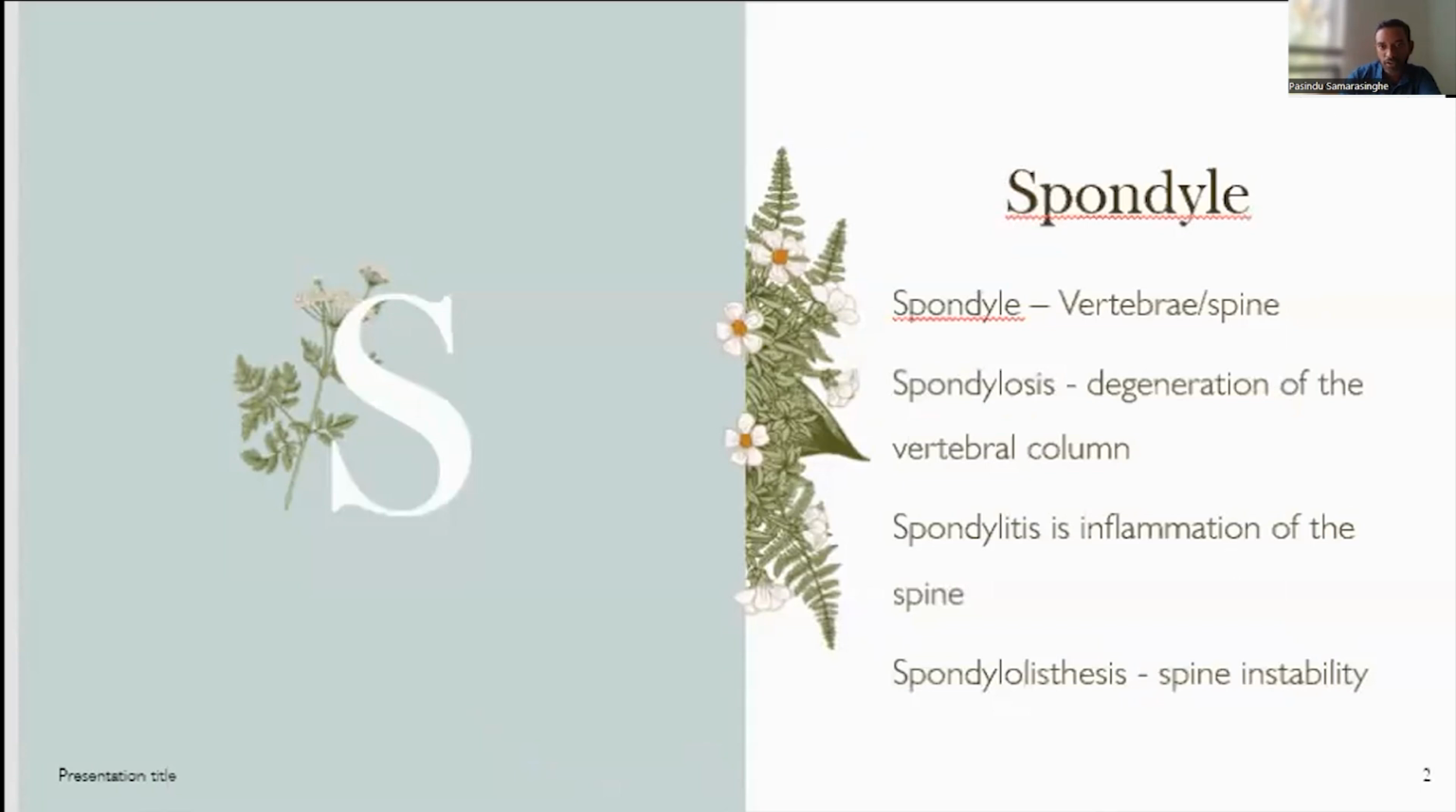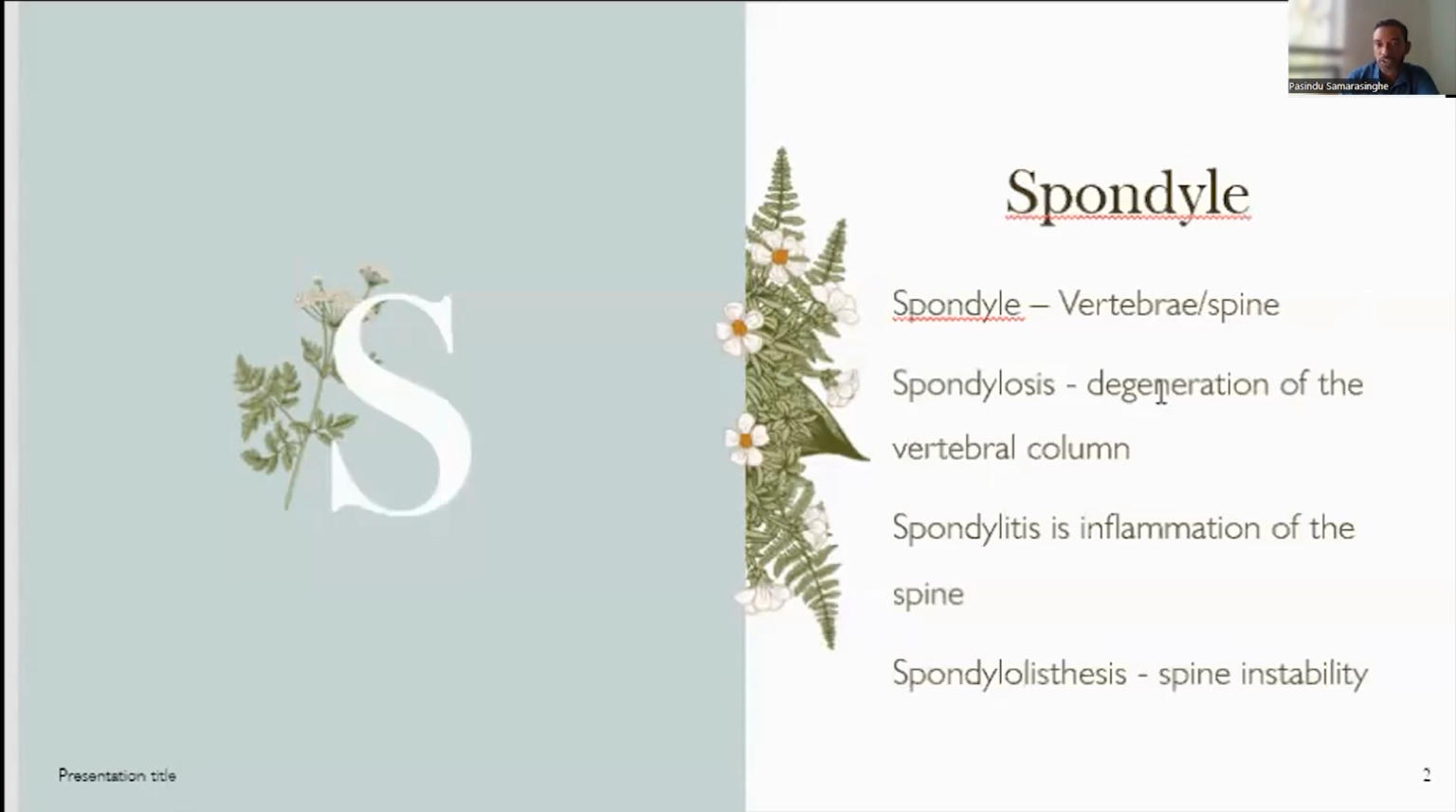As I said, I was going through the terminology. Spondyle resembles vertebra or spine. That's the terminology for spine. We have a few different terminologies which are closely related but have different meanings. You have spondylosis, which is very common. This is due to the normal wear and tear process and degeneration of the vertebral column. The patient will have back pain, and it's very common. You get osteophytes. So it's called spondylosis.